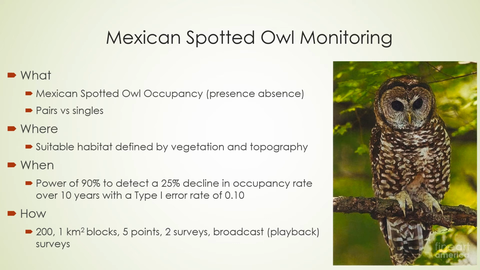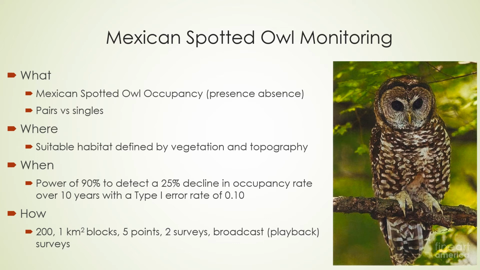But the main thing that I'll focus on here is how long the Forest Service wanted this monitoring program to go on and what criteria they wanted to use to set up the monitoring protocol. They decided that they wanted to have a power of 90% to detect a 25% decline in occupancy over 10 years with a type 1 error rate of 0.1.